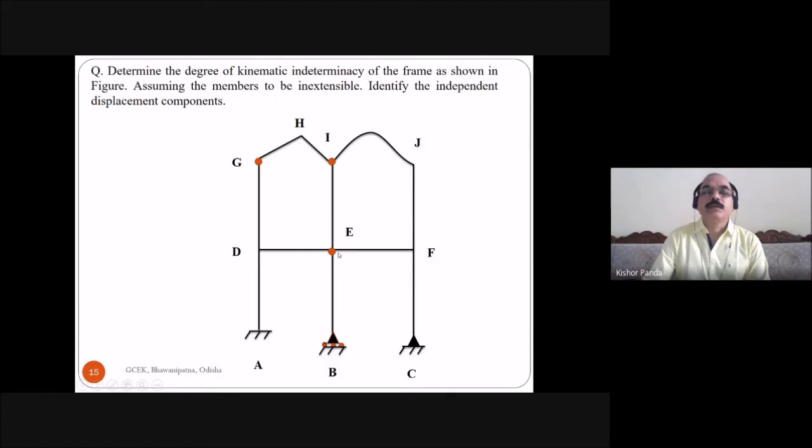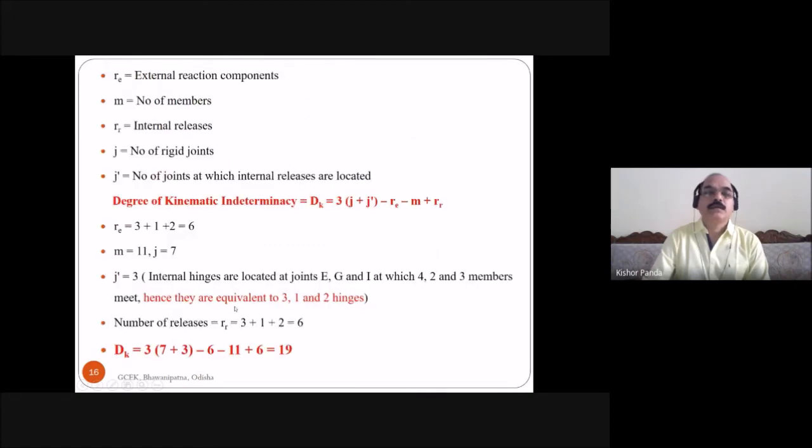So how many internal releases do you have to consider here? M minus 1, where the number of members is 4, so 4 minus 1 is 3. So there are 3 internal releases.